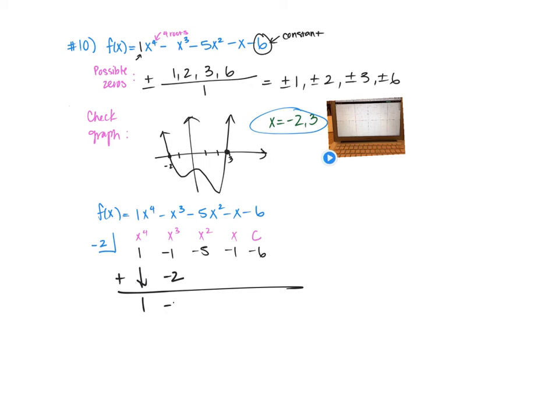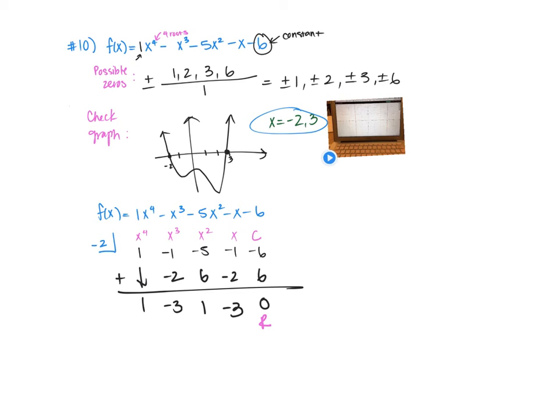So that makes -3. -3 times -2 gives me +6. -5 plus 6 gives me a 1. 1 times -2 is -2. If you add these two, you get -3. -3 times -2 is +6. If you add these two, you get 0. And so, lucky for us, we got a remainder of 0, which is nice.